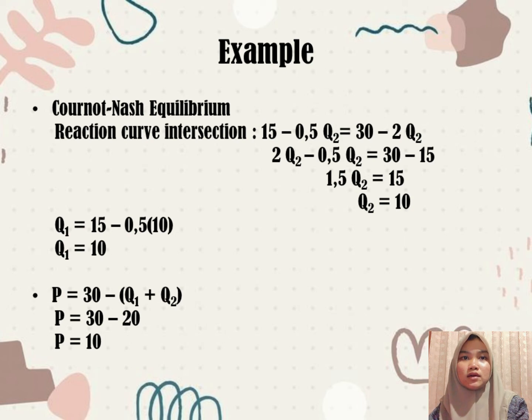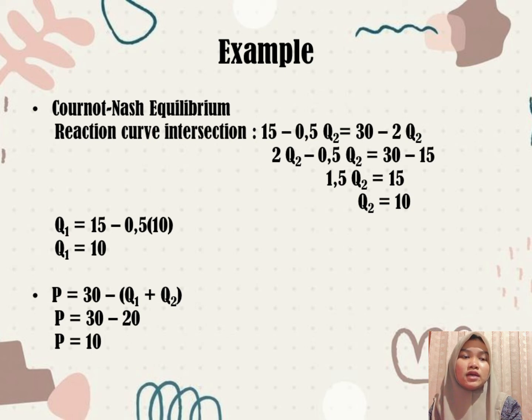After we got Q2 equals 10, we have to substitute it into the Q1 equation, which is Q1 equals 15 minus 0.5 times 10. We got 5. So Q1 equals 15 minus 5 equals 10.